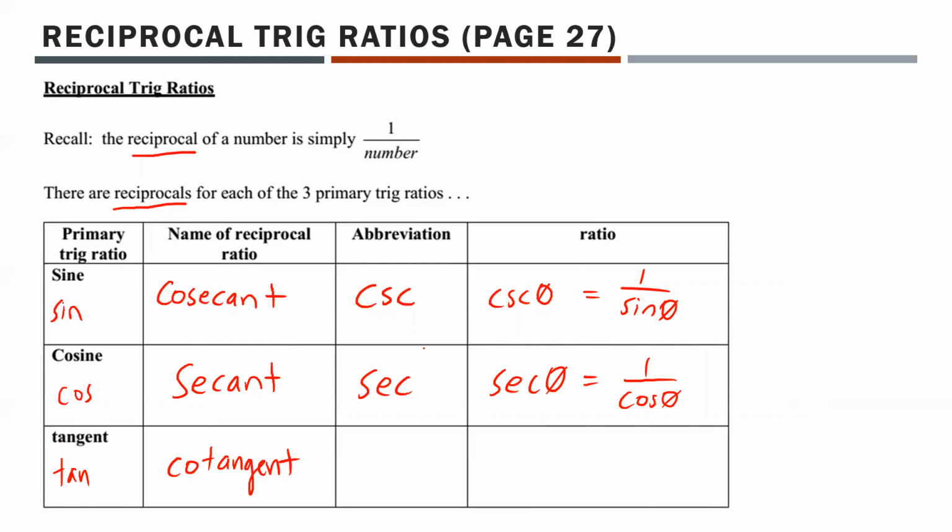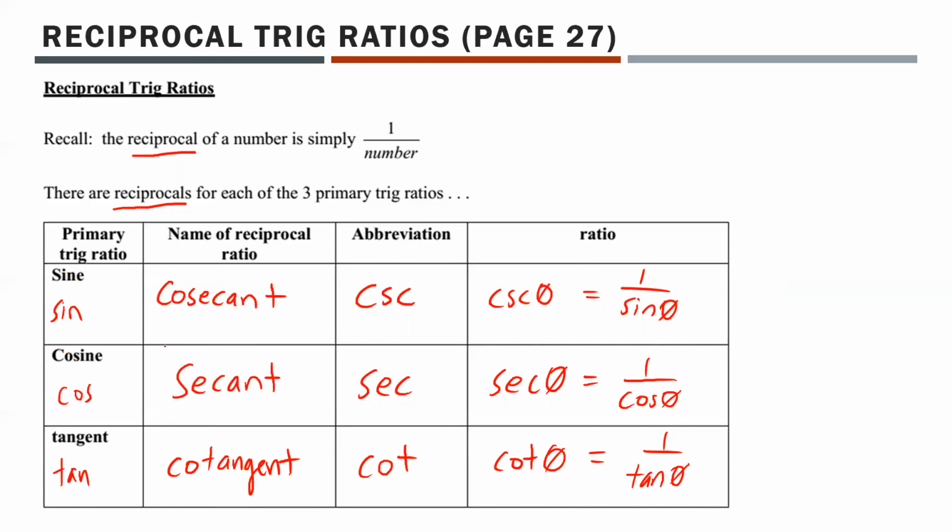Okay, now cotangent's abbreviation is cot, C-O-T, and the ratio for that would be cot theta equals 1 over tan theta. Now, I mentioned before, there's not really a perfect way of knowing which one was which. Here's how I always remember it. For all of your primary trig ratios, they always need a co. Now, cosine already has a co in front of it. So it doesn't need a co. It's a good co already, right?